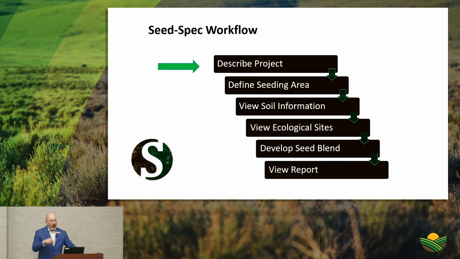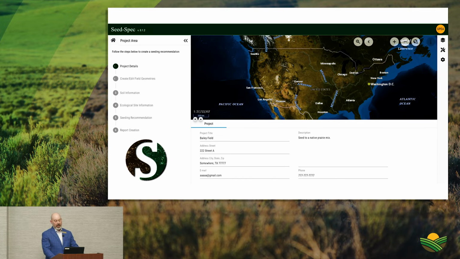And this is the workflow. There's basically 5 or 6 different steps that we can utilize to develop the seed blend. The first thing we're going to do is describe our project area. The reason we're doing that is because right now this is a free service. Once this gets released, anybody can use this. We're not saving any data for you to log in later and have your area of interest.